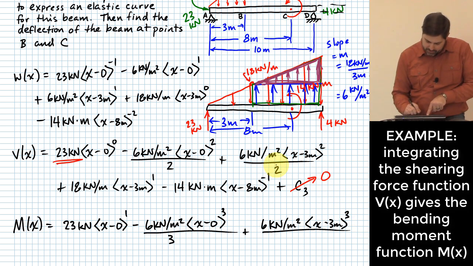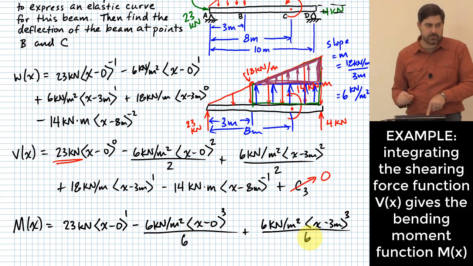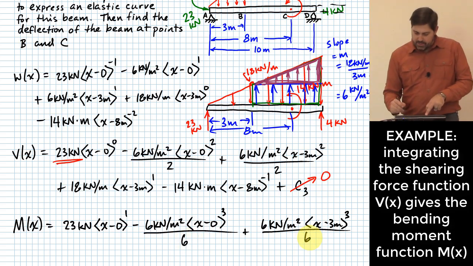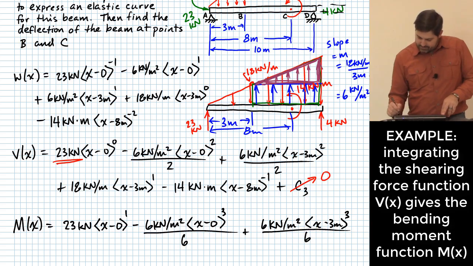I missed something on this last one, didn't I? Divide, I already had 2 down there. This goes to 3. This becomes 6. This one also becomes 6. Sorry about that. Right when I decided to start going faster, I made a little error.